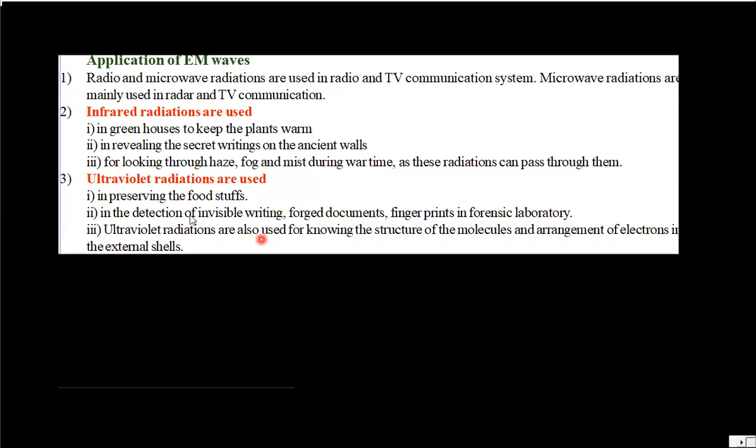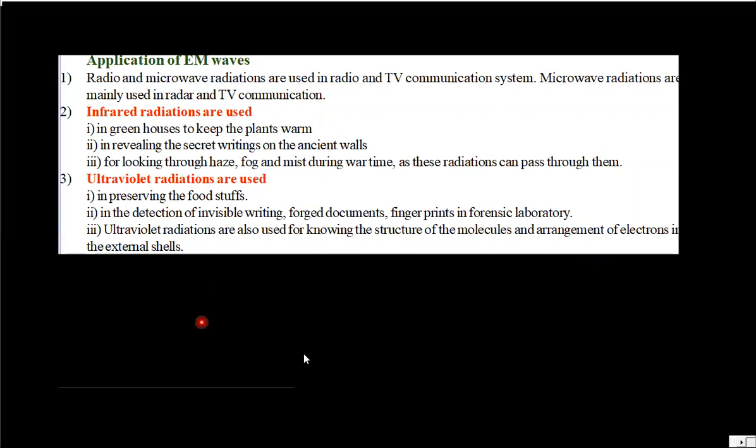Next one, ultraviolet radiations are used in preserving foodstuffs, in the detection of invisible writing, forged documents, fingerprints in forensic laboratories. And ultraviolet radiations are also used for knowing the structure of molecules and arrangement of electrons in the external shells. So this is the use of ultraviolet radiations.